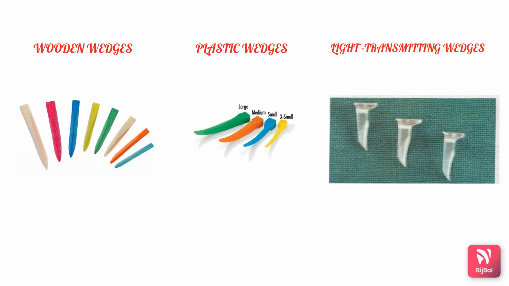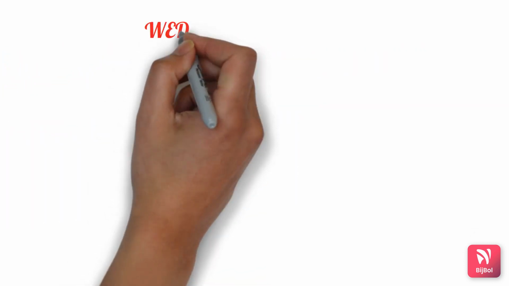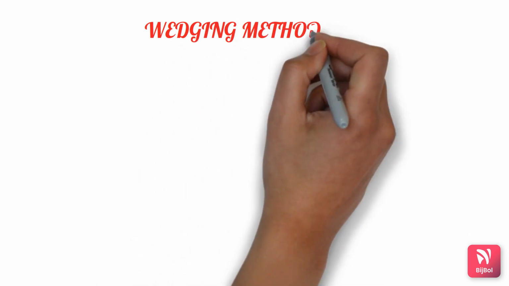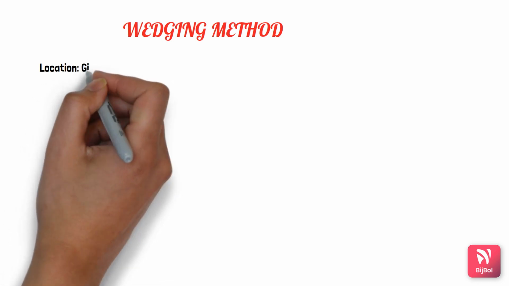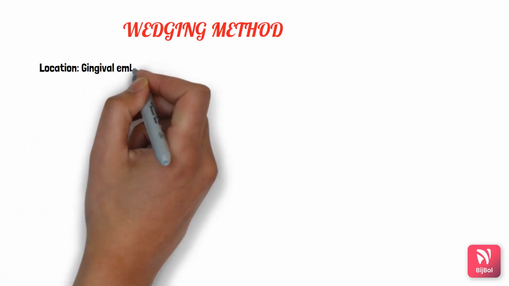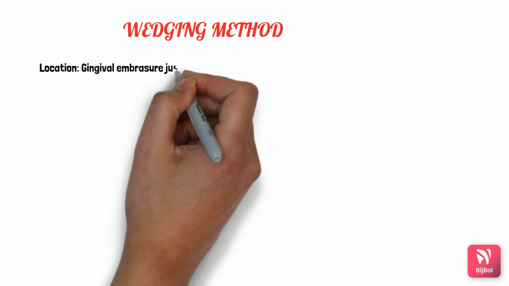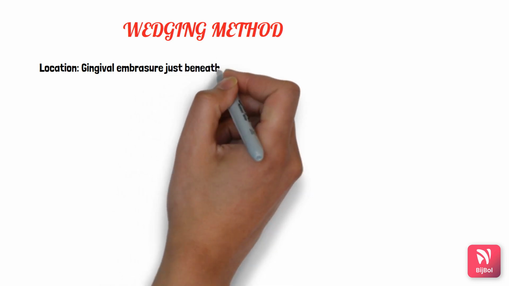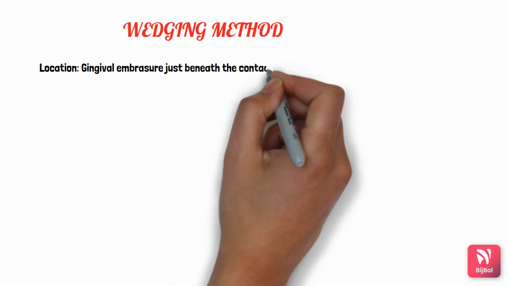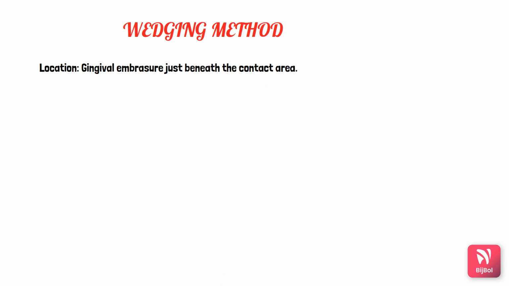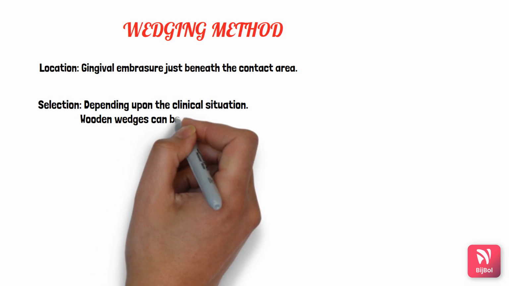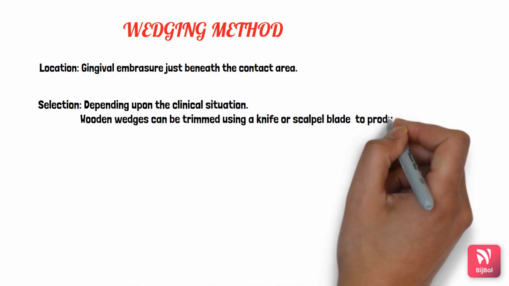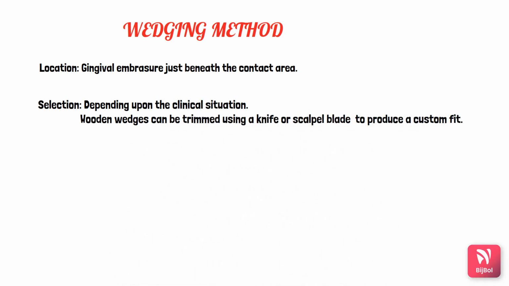And now we'll see the wedging method. First and foremost, we should know the location where to place the wedges. That is, in the gingival embrasure area just beneath the contact point. That is, we have to check the contact point of the teeth and then place. And the selection of the wedges will depend upon the clinical situation.